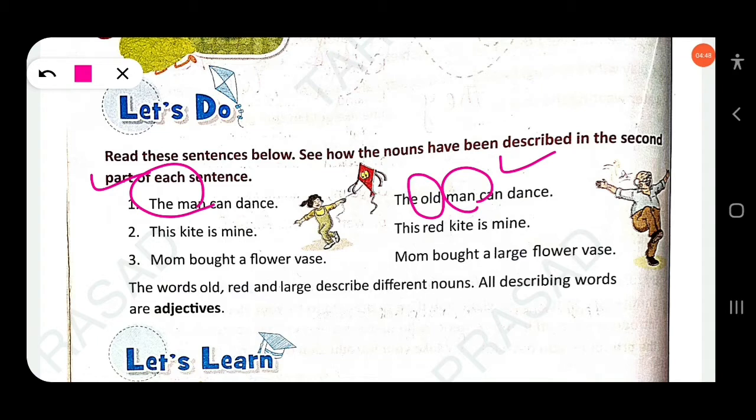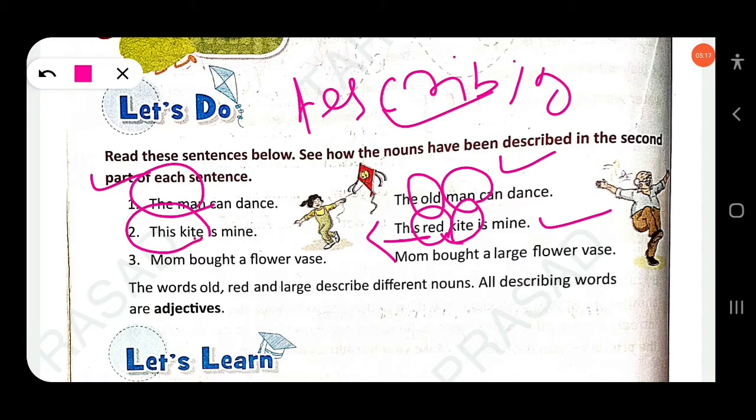Next, this kite is mine. The noun is kite. This red kite is mine. Here red, an adjective of color, tells more about the kite. That means what is the color of the kite? The red kite. This red kite is mine. So here red is a describing word.